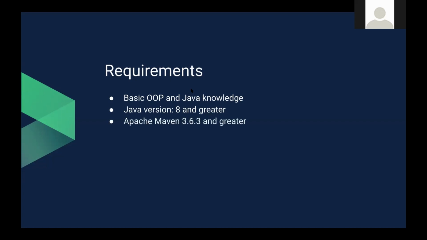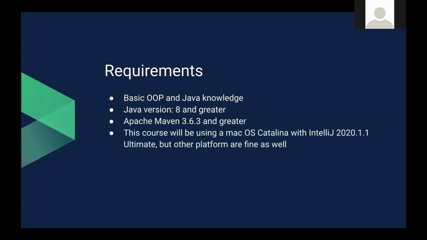We're using Apache Maven, which is a building technology and a dependency management for writing applications, and we're using 3.63 and greater. I will be using Mac OS, so I'm using OS Catalina, a Mac to do the project, and IntelliJ, but other platforms are fine as well. So even though I'm using Mac and IntelliJ, you can use Windows and you can use another IDE such as Eclipse, for instance, and it should work just fine. All the technologies we are using are open source, and it should work with most IDEs.